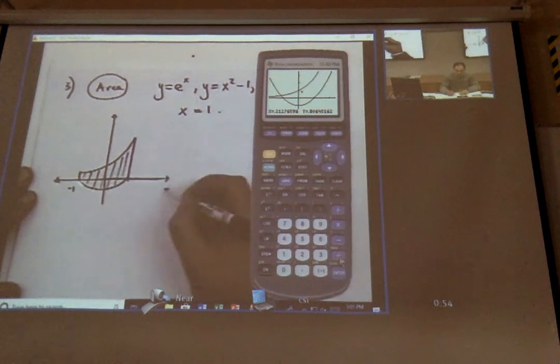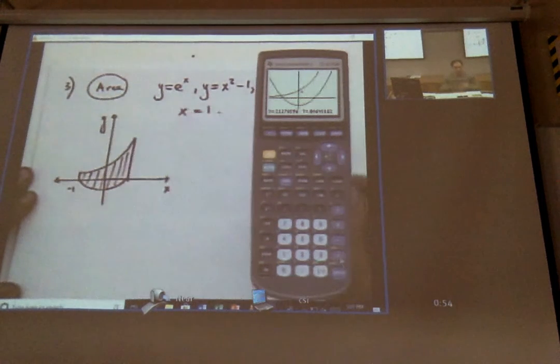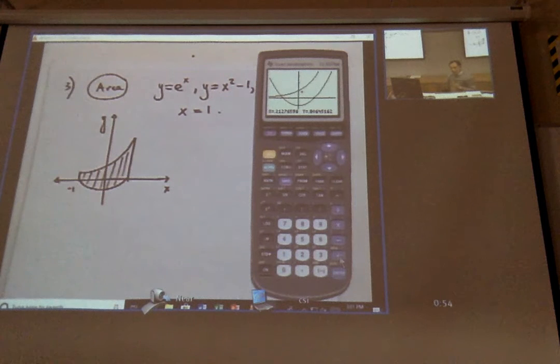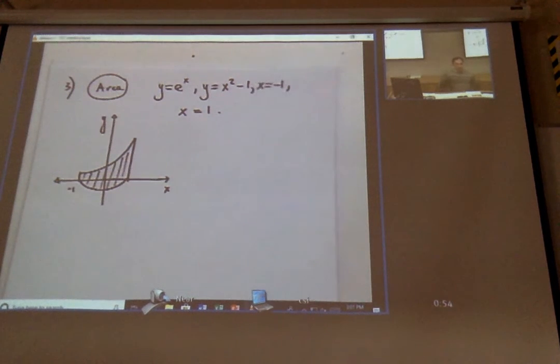So now I have a question for all of you. Would you go with dx or dy? Dx. Dx will be very easy because what do you do? The top function minus what? The bottom. And you will have only what? One integral. Do you understand?